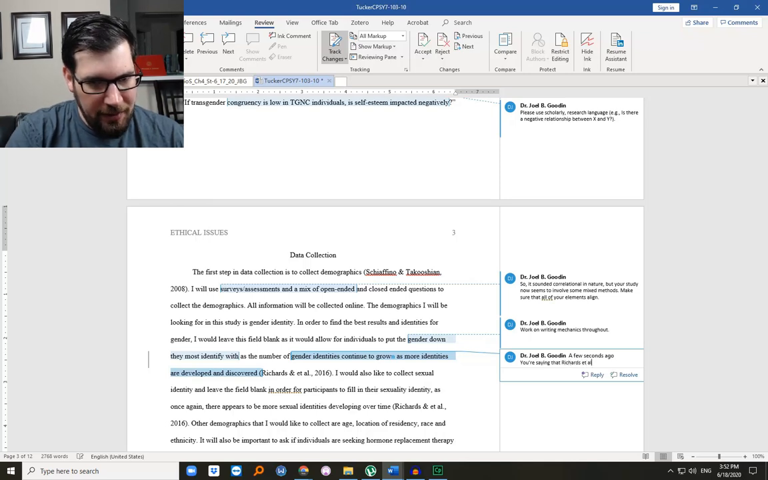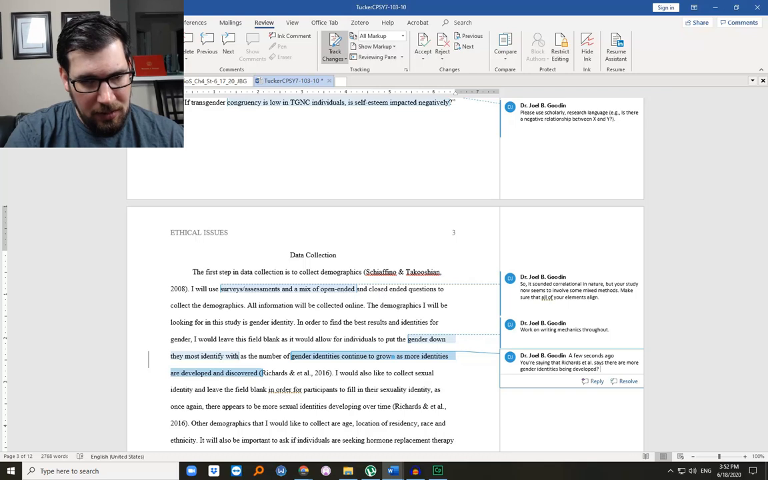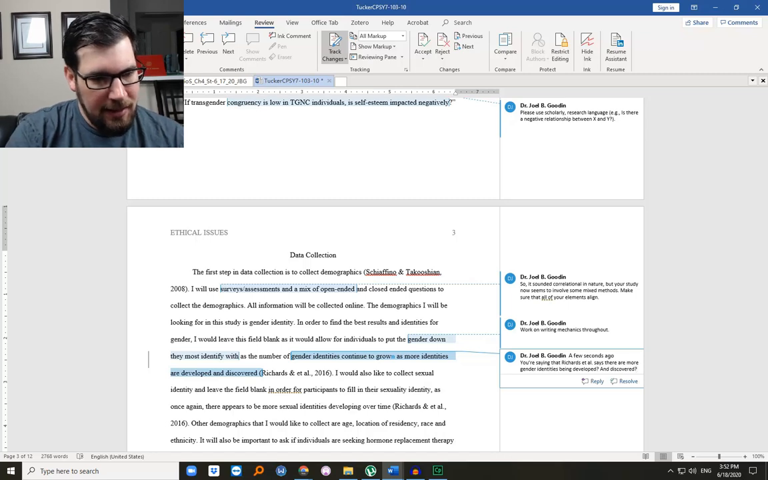you're saying that Richards et al. says there are more gender identities being developed. That's the part that worries me. And discovered after, thousands upon thousands of years. I know we're working with some, sort of re-understanding sort of how gender identity is defined, but developing new gender identities is probably not accurate and probably not what Richards et al. says.